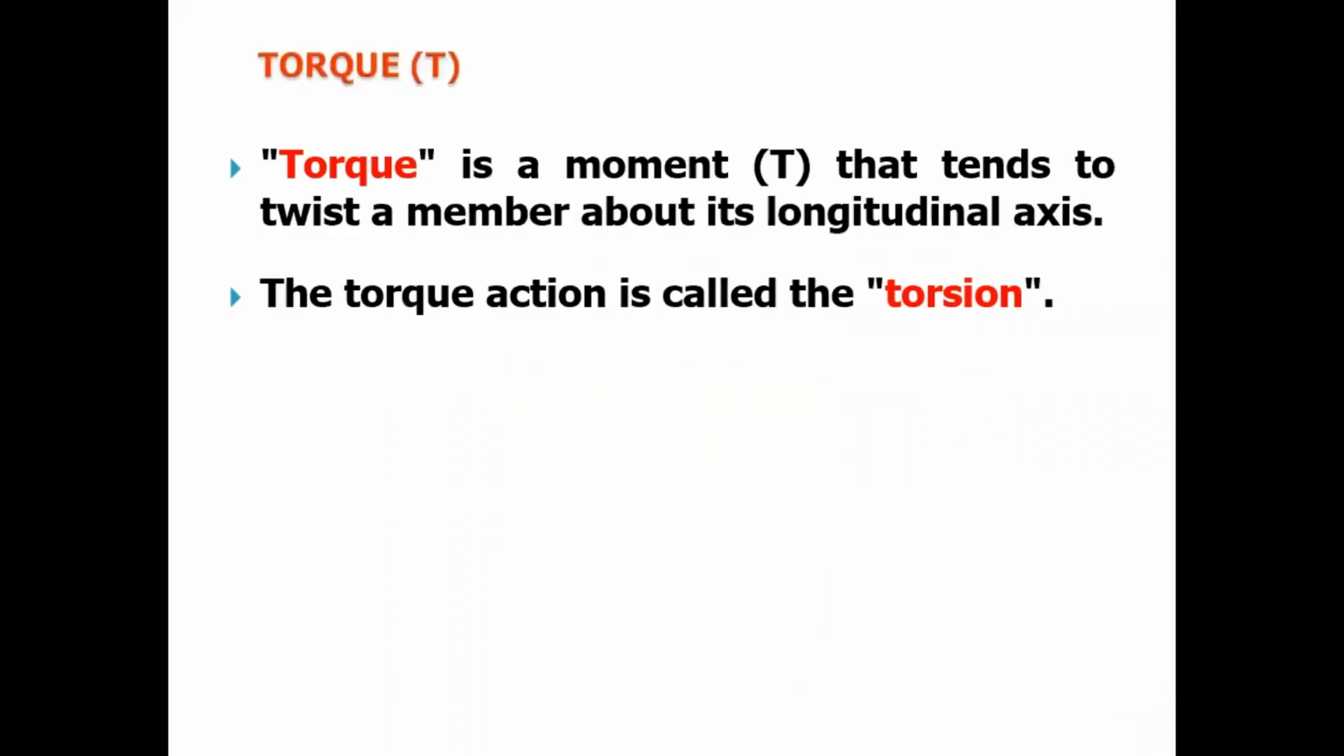My name is Muhammad Arif Aziz, and today we are going to talk about torsion of a circular shaft. Torque is a moment T, a representation of a torque that tends to twist a member about its longitudinal axis. The torque action is also known as torsion.